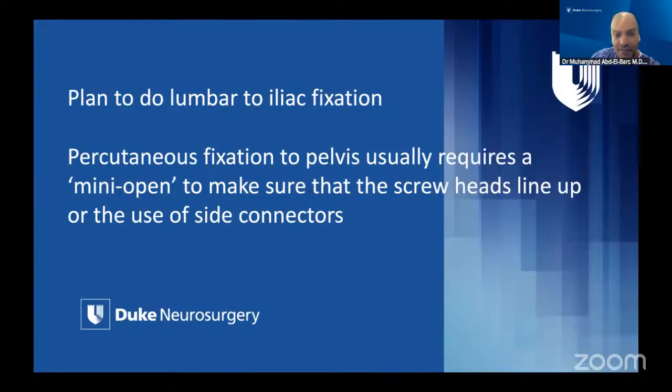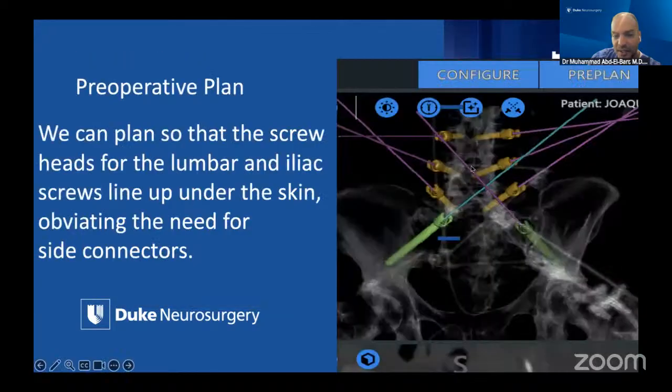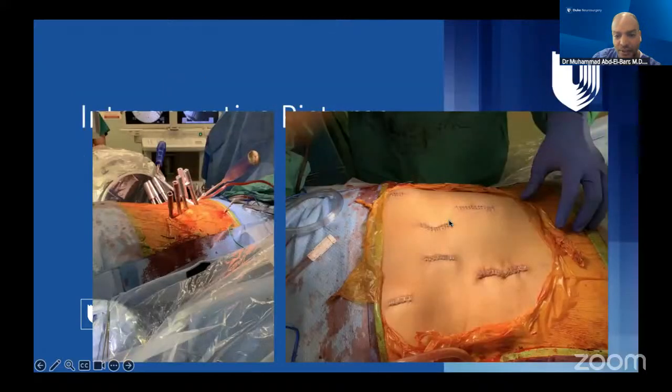So one of the big advantages of the robot is that you can plan the screws so that the screw heads under the skin all line up in one. And so you don't have to make a mini open incision. You don't have to have a connector. And so you can do this surgery.